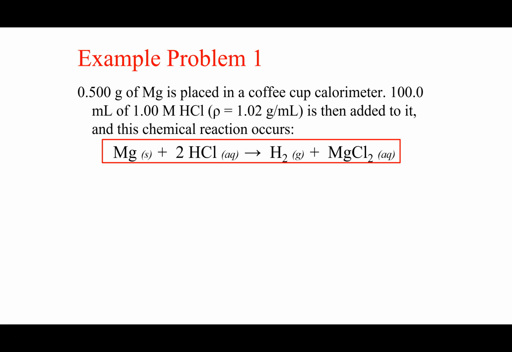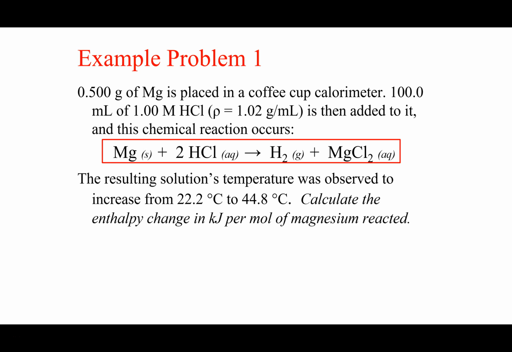Cool. Well, that's all well and dandy. Now, maybe I'll just show you the rest of the problem. It says we have a thermometer in here. Here's my thermometer. And it said the resulting solution's temperature was observed to increase from, so my T sub I, I'll put my little mark here, T sub I of the solution is 22.2 degrees Celsius. T sub F of the solution is 44.8 degrees Celsius.